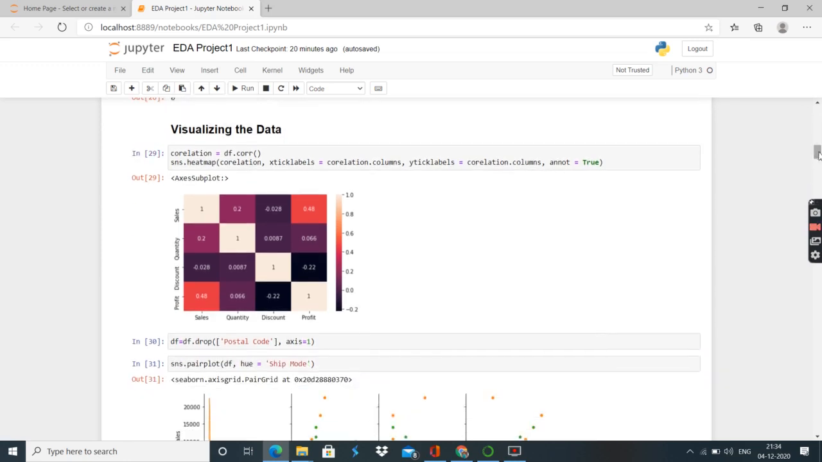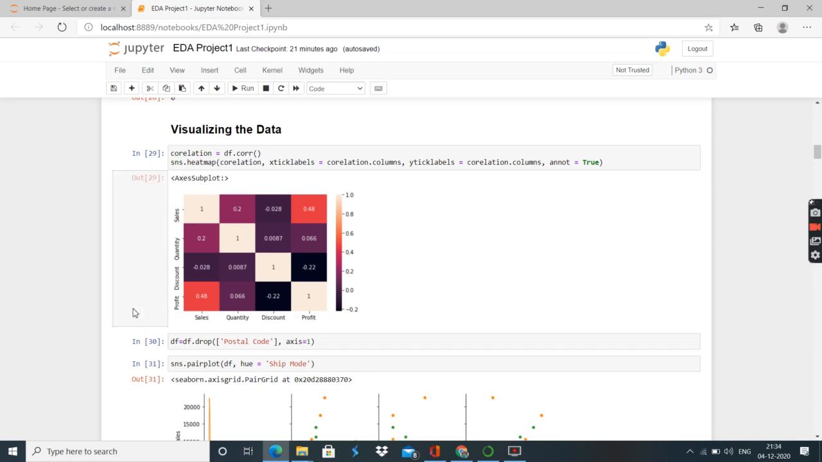I moved forward to visualize the data. Now this visualization has taken place using several different types of plots and charts. The first one is a correlation matrix, which has been implemented using a heat map, which you can find in the Seaborn library.